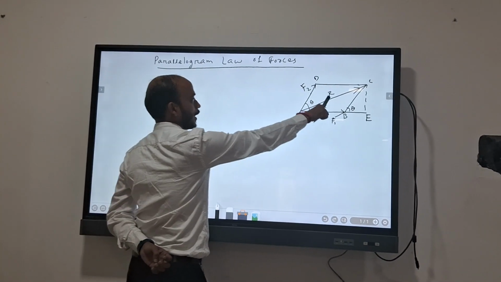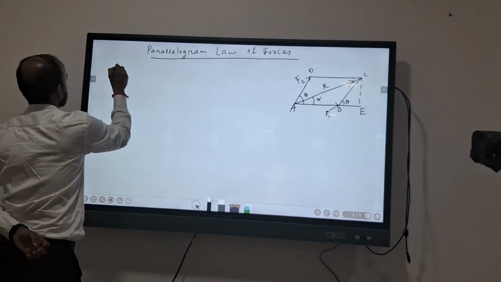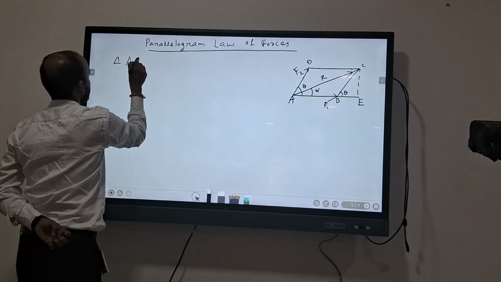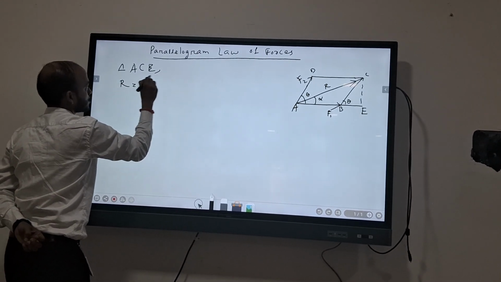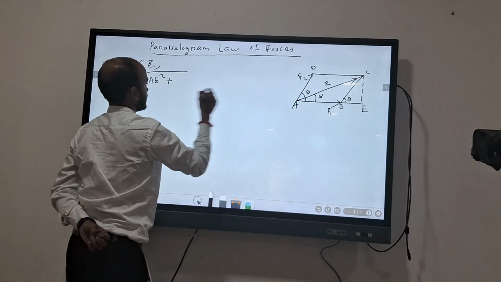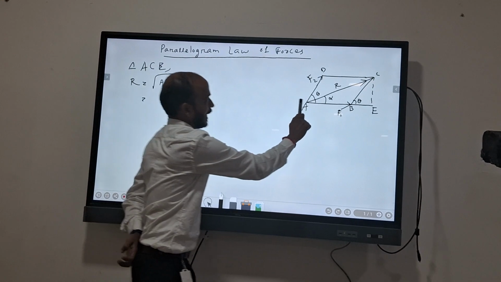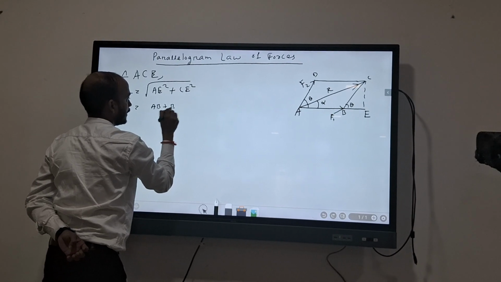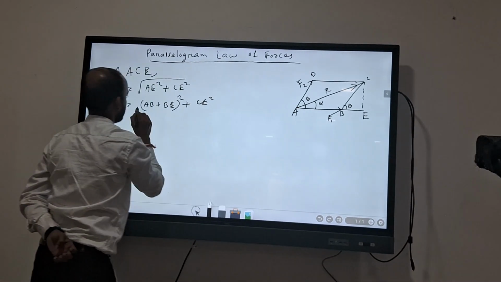So next, let's find out the formula for the resultant force. Let's say triangle ACE. Then what is R? R will be the square root of AE square plus CE square. What is AE? AE is AB plus BE, so AE is (AB plus BE) square, then plus CE square. Good.